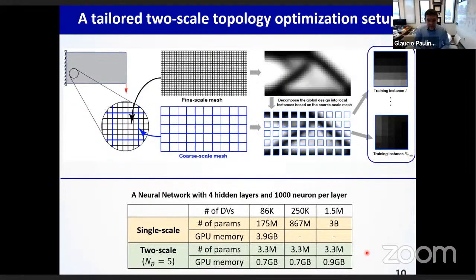So here is our tailored two-scale topology optimization. Essentially, this allows us to decompose the global design into local instances that are based on the coarse scale mesh. And we can see here an illustration of the instances. And now we get something very nice with the multi-scale approach, because here with the yellow shading is the previous approach that didn't work. But now, for example, using a block size of 5, we can see that the number of deep learning parameters is more or less constant. And also the GPU memory is more or less constant. And this makes the problem tractable.